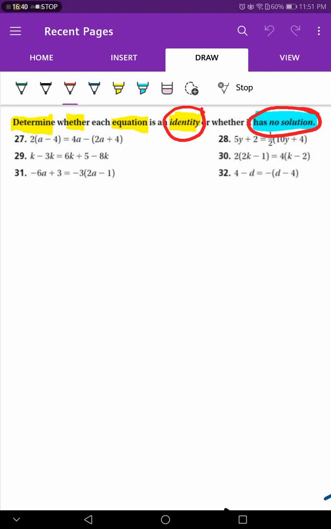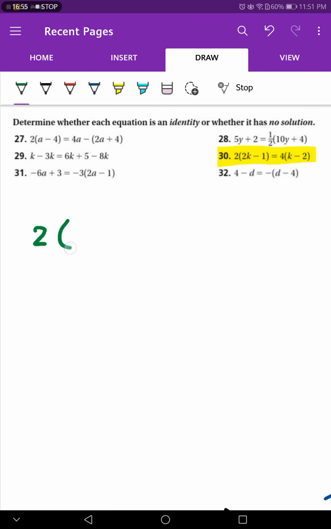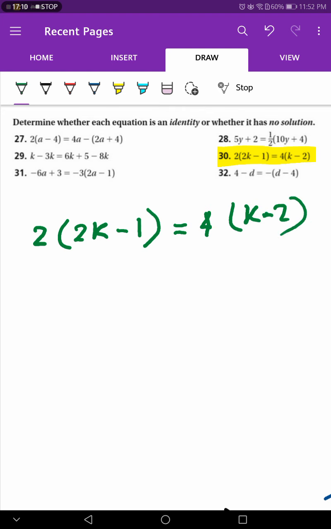Okay, I will take question number 30, for example. Let us do it. It is 2 multiplied by the difference of 2k and 1, equal 4 multiplied by the difference of k and 2. Now this is the left and this is the right.